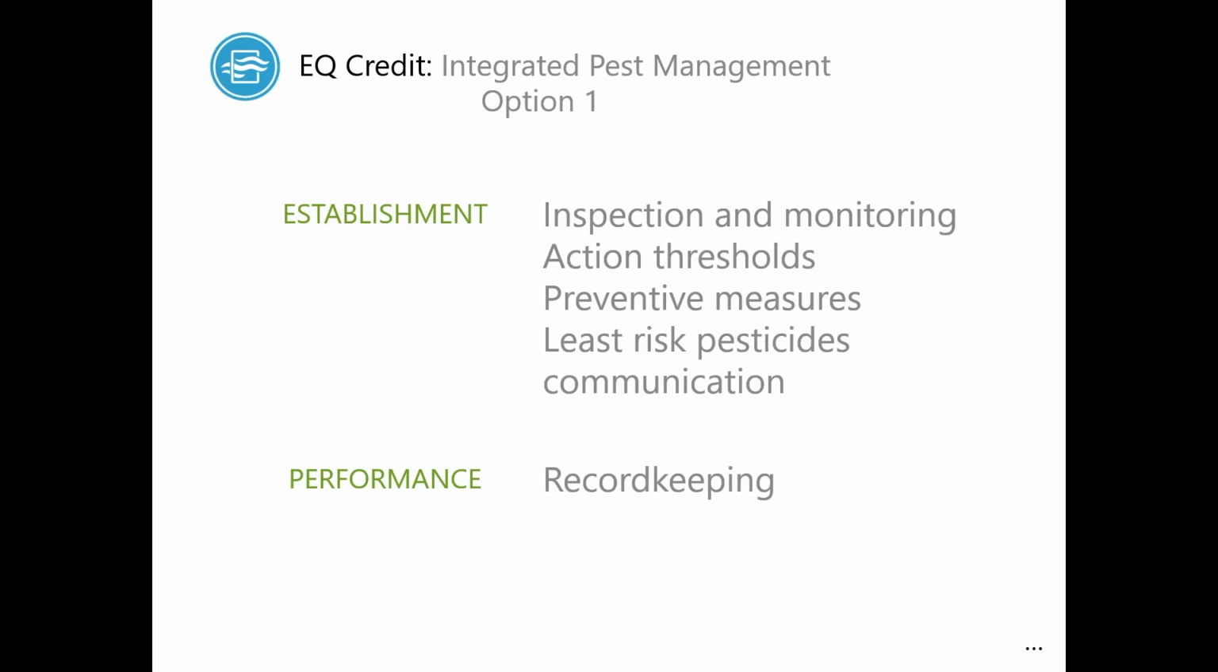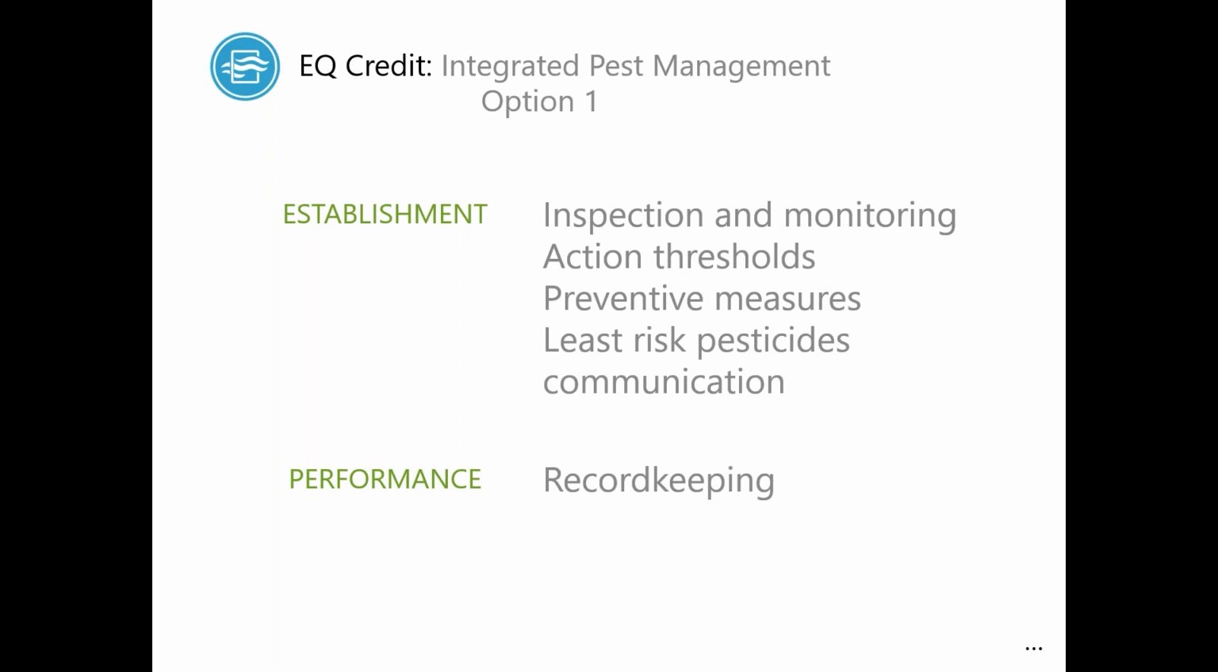As far as establishment goes, again, this is just within option one, so this is the actual policy. We have to have a written policy that talks about pest control inspections and monitoring protocols, specific action thresholds, preventative measures, using least risk pesticides, so those low chemical, least toxic pesticides. We'll talk about what that means in a second.